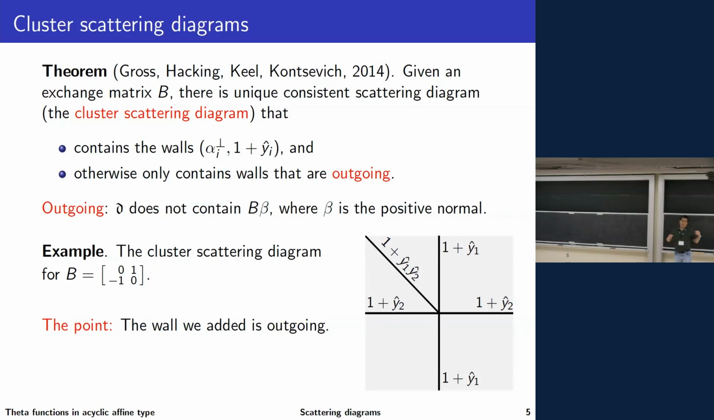And then you have to put in more walls to make it consistent, but there is a limit on which walls you can put in. They have to be outgoing, and that has to do with them containing some vector. So for example, this scattering diagram is consistent, and the point is, if I only had the coordinate lines, it wasn't consistent. But I added one wall, and it turns out this is outgoing, and so this is the cluster scattering diagram.